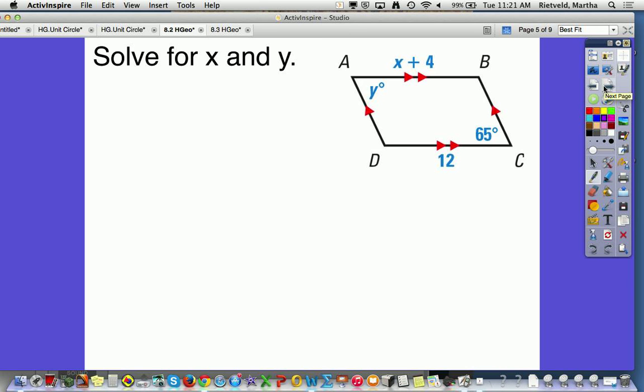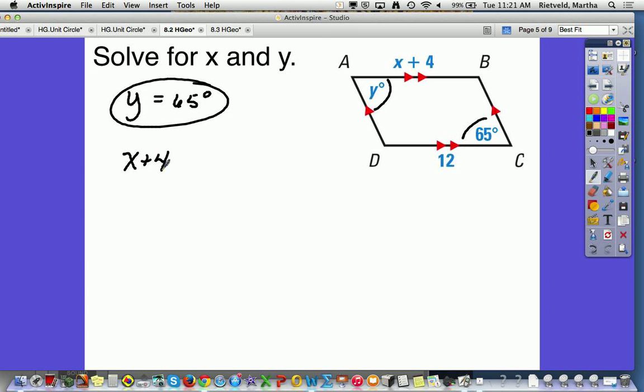In this problem, we need to solve for x and y. We know that we have a parallelogram because the 2 pairs of parallel sides are marked with the parallel markings. If we were going to find, for example, the letter y, we know that opposite angles in a parallelogram are congruent, so y equals 65 degrees. That's one of our answers. We also know that opposite sides are congruent, so that would tell us that x plus 4 has to equal 12, and therefore x equals 8. So using our properties, we were able to solve for x and y.